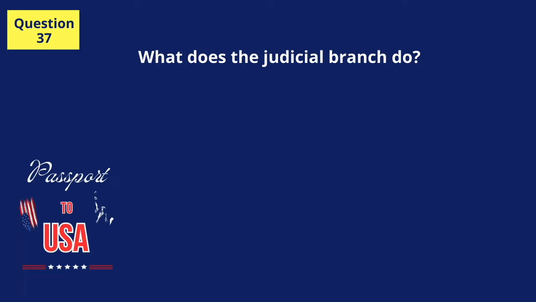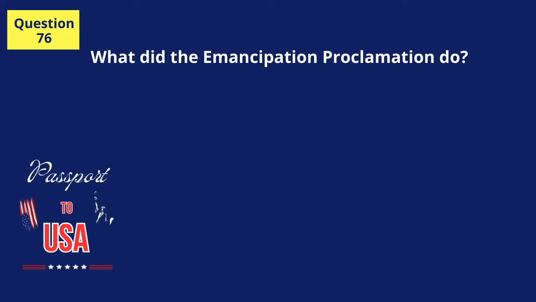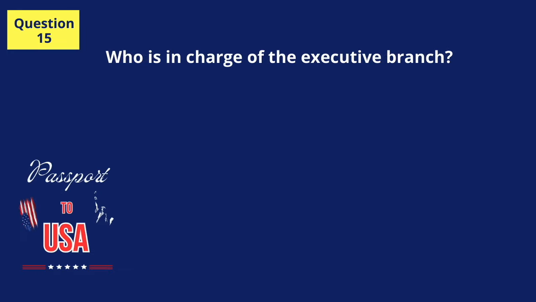What does the judicial branch do? Reviews laws. What did the Emancipation Proclamation do? Freed the slaves. Who is in charge of the executive branch? The president.